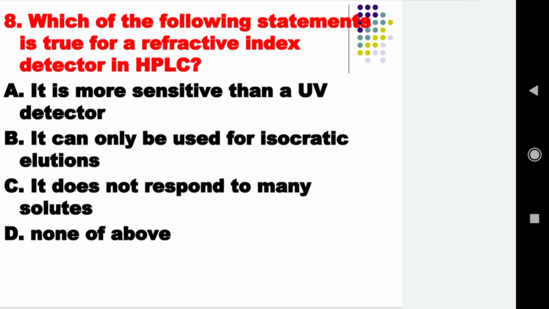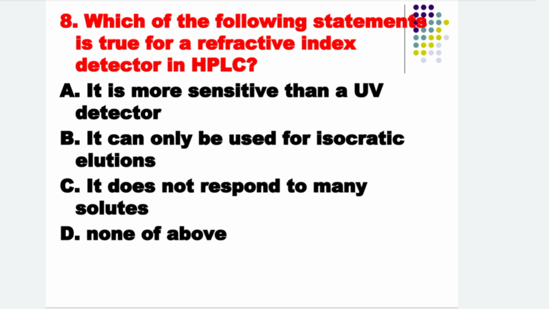Next is which of the following statements is true for a refractive index detector in HPLC? Option A, it is more sensitive than a UV detector. Option B, it can only be used for isocratic elution. Option C, it does not respond to many solutes. And option D is none of the above. The answer is option C.